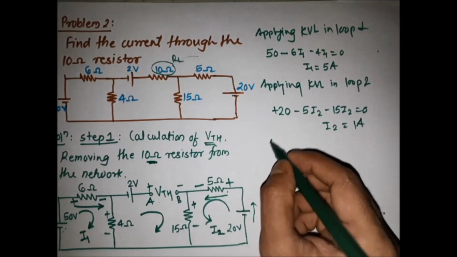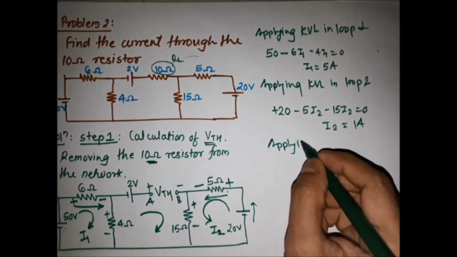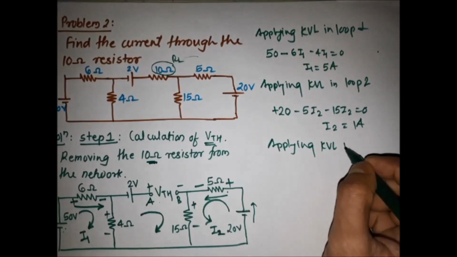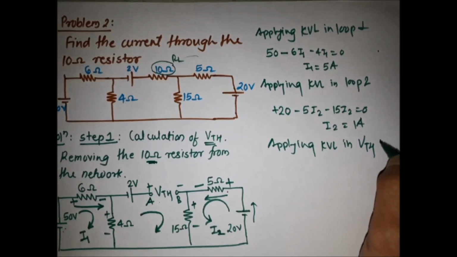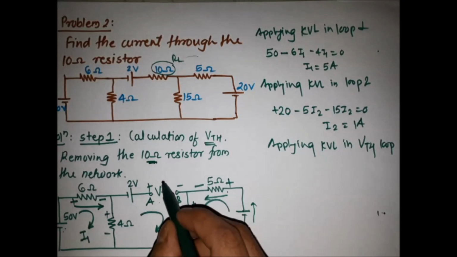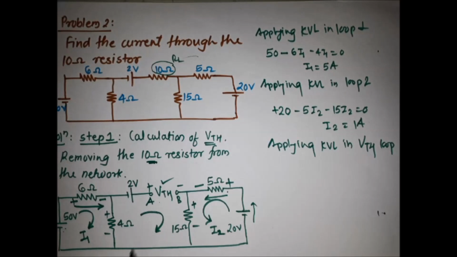Now we are applying KVL in the VTH loop for finding VTH. In this loop there is no current flowing because it is open circuited, but we have to consider the sign convention of the previous loops. So we are not changing the sign conventions of the 4 ohm and the 15 ohm resistor. Only the loop direction is considered for taking the equation in the loop.